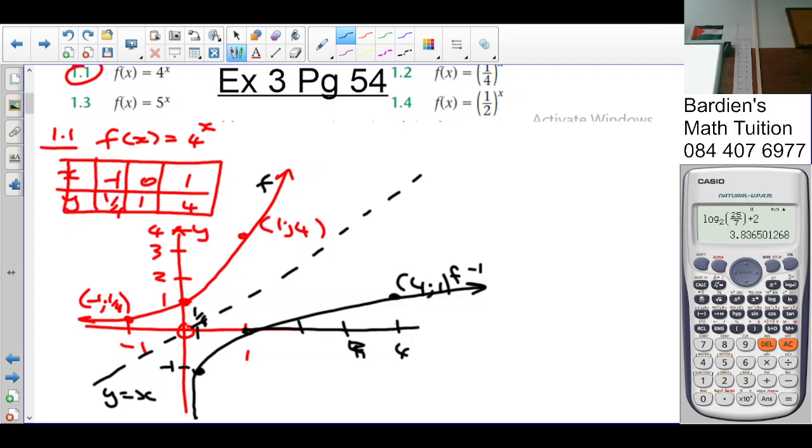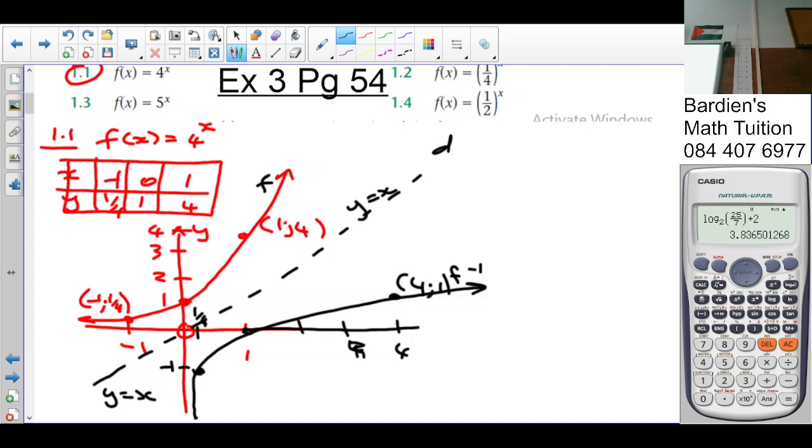Number 2, draw the line of symmetry. C's question is to draw the line of symmetry about which f of x and the inverse are symmetrical. This is the line they're referring to there. And D, write down the equation of the inverse function in that form.